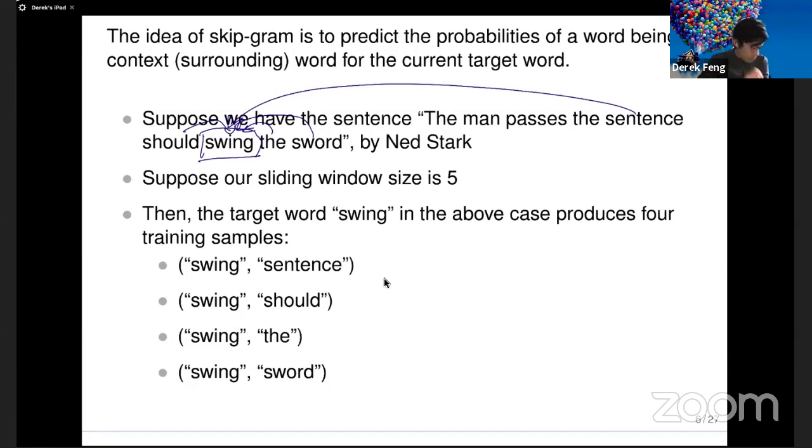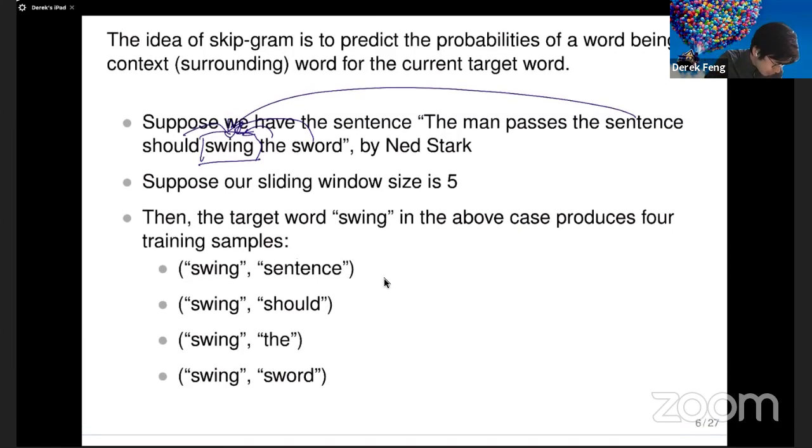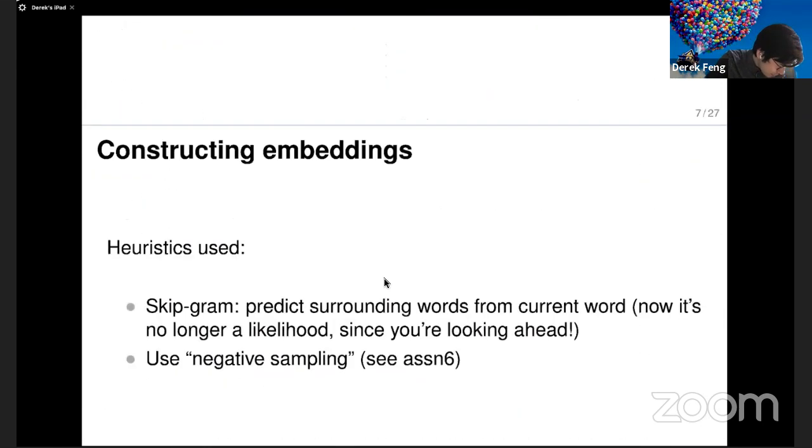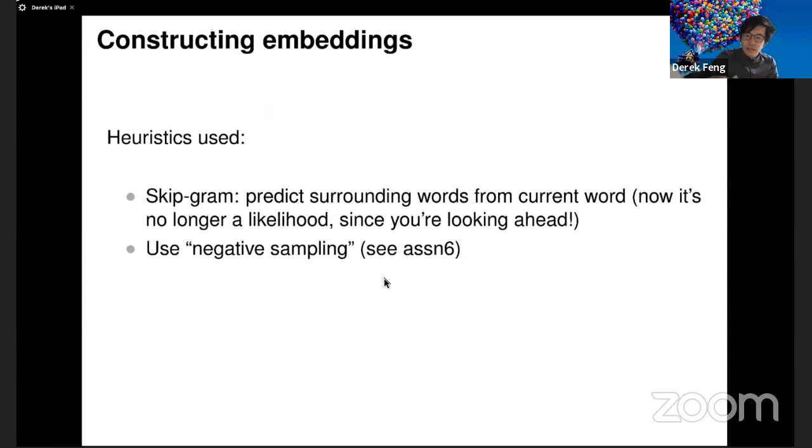Okay, hopefully that made sense. I want to skip this thing, and go back to what I just said, which is sort of important: because you're dealing with words around it, what you're going to look at is no longer going to be a likelihood, because you're looking ahead at your data, right?